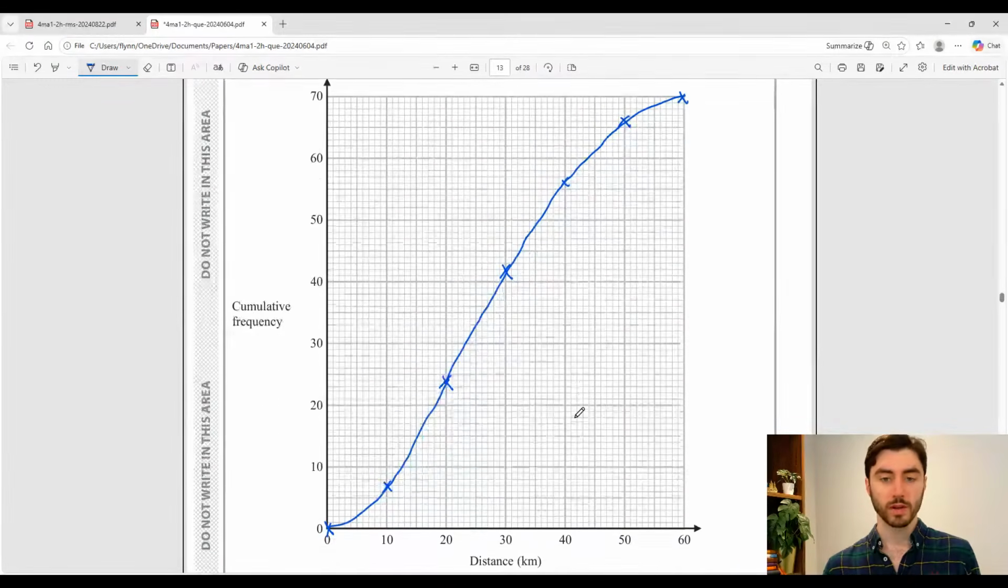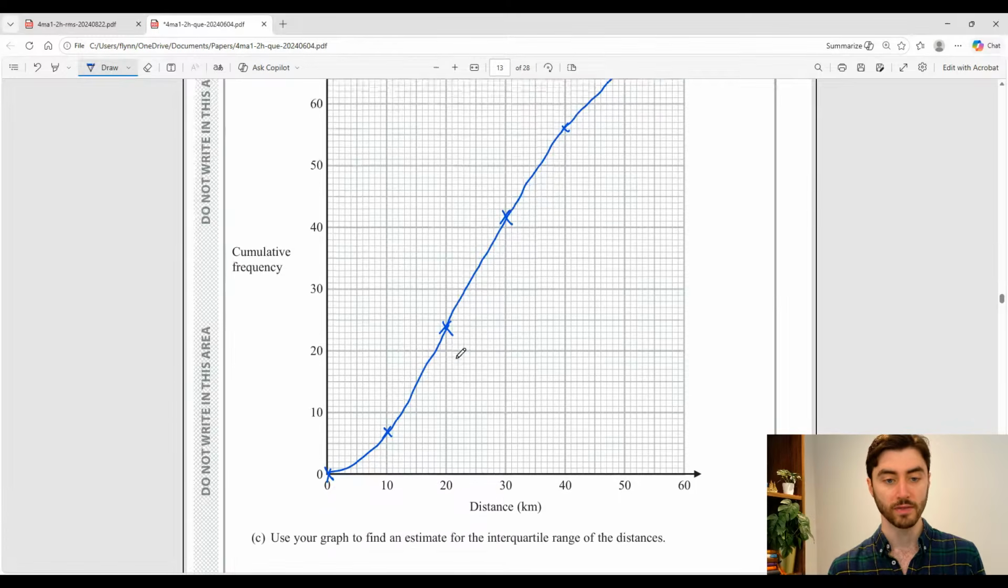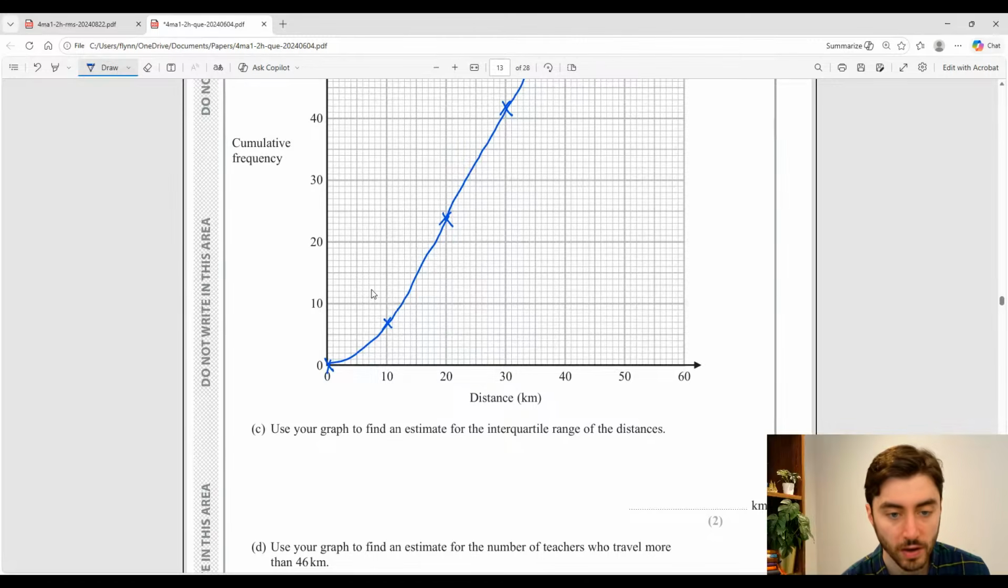So for the interquartile range, you want to work out what a quarter of the way through is. So a quarter of 70 is 17.5. So I want to track across at 17.5. Now, again, this part would ideally be done with a ruler. I'm going to track that down, and that gets me a value of 16.5.